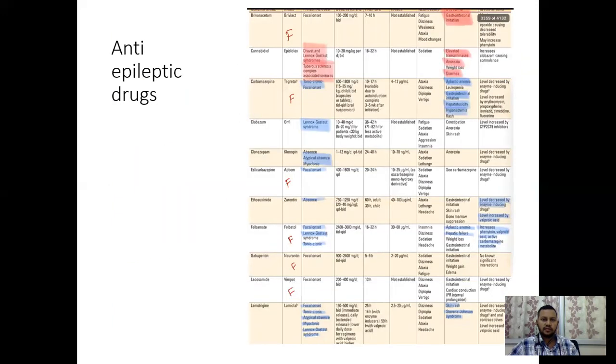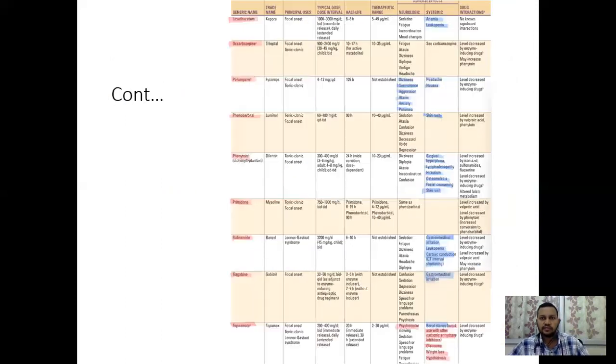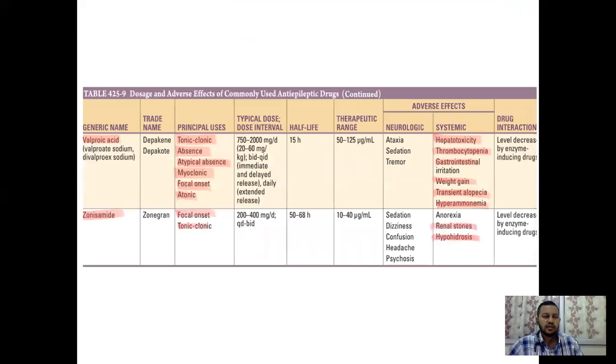There are different anti-epileptic drugs: brivaracetam, cannabidiol, carbamazepine, clobazam, clonazepam, ethosuximide, felbamate, gabapentin, lacosamide, lamotrigine, levetiracetam, oxcarbazepine, perampanel, phenobarbital, phenytoin, primidone, rufinamide, pregabalin, ethosuximide, valproic acid, and zonisamide.